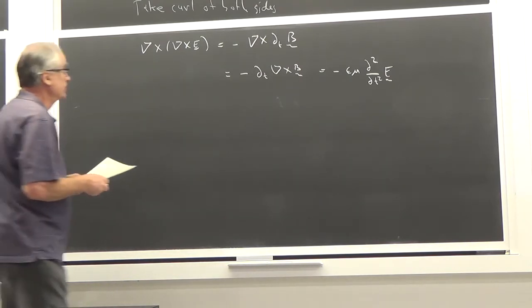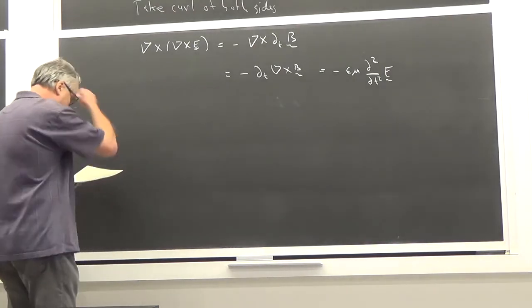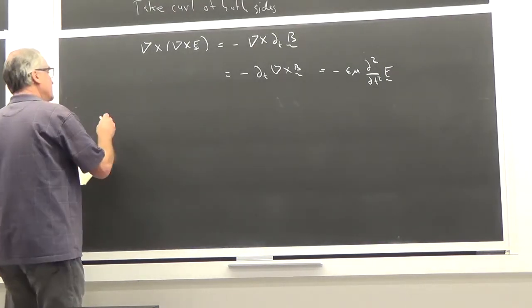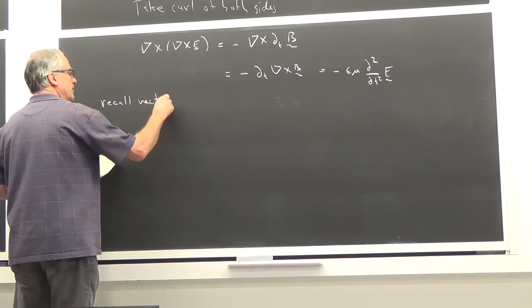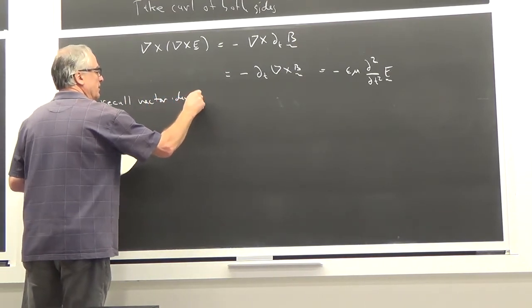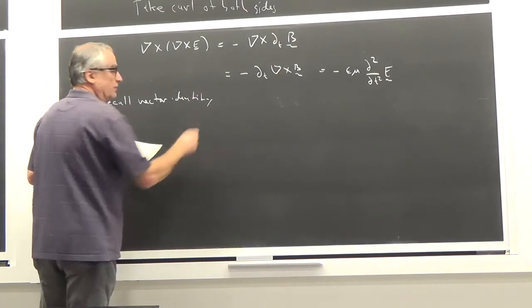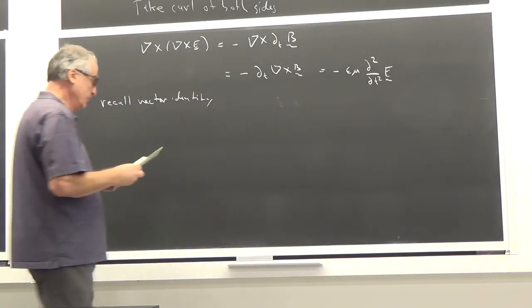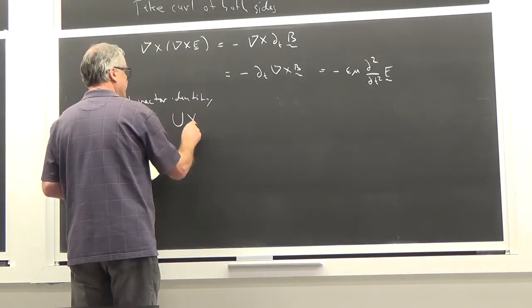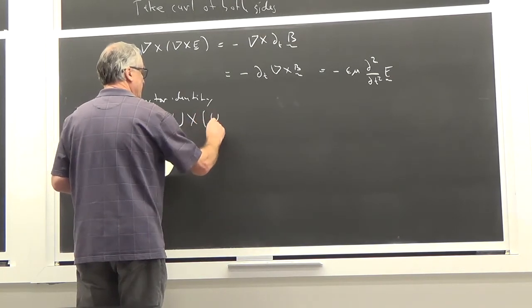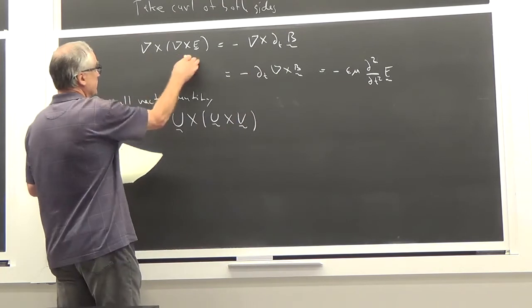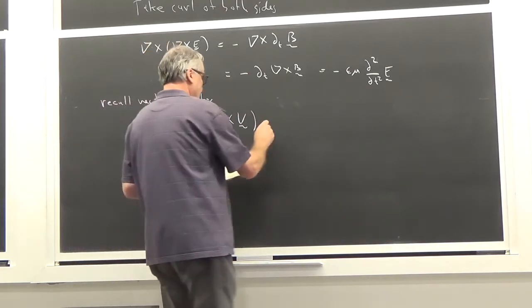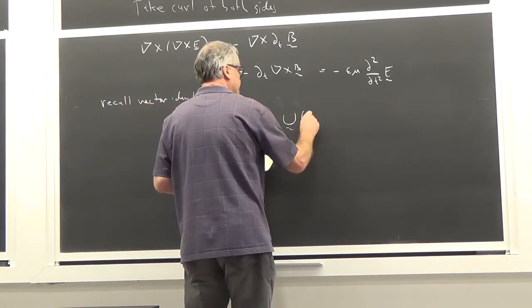What's this del cross thing? So let's just recall the vector identity. Or rederive it again if you don't remember it. This says if I take a vector cross with that vector cross another vector, so it's like this kind of. We know what that gives.